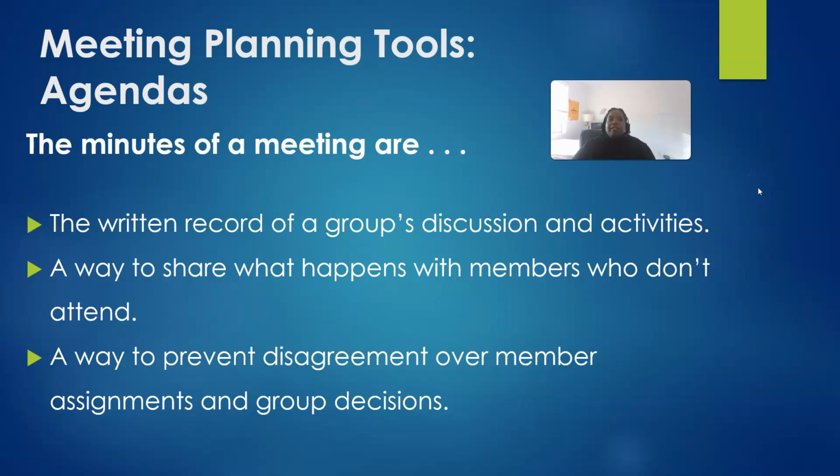So after everything is done, someone is designated to write the meeting minutes. So it's a written record of the group's discussion and activities. So the attendees that were absent will have a record of what's going on, and then they can ask additional questions of the group later on. And it prevents disagreements over decisions because there's a written record of what was already decided.